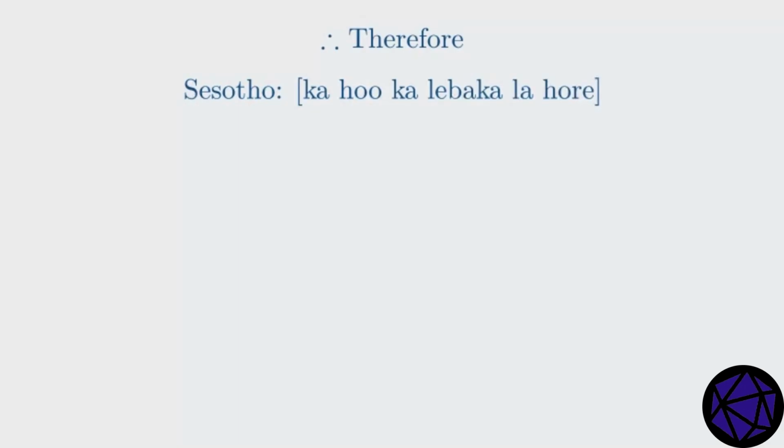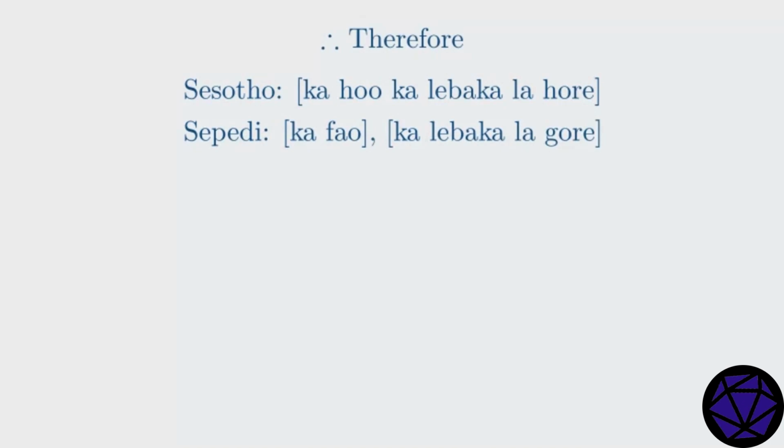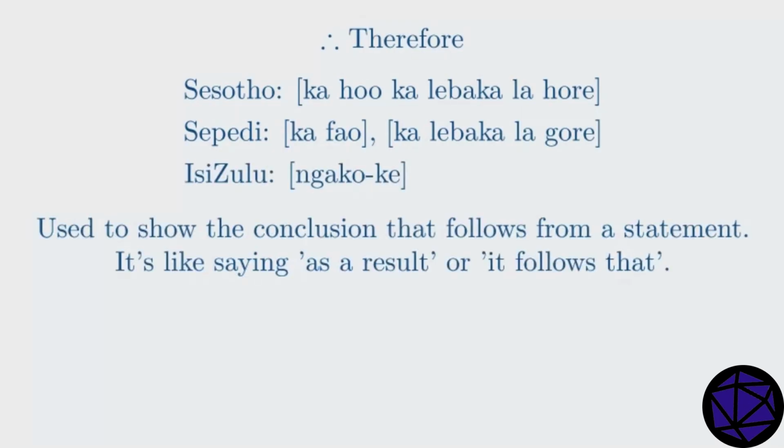The second symbol for reasoning is therefore. In Sesotho, we say kahoo, kahoo, or ka hoo. In Sepedi, it's ka fao, or ka lebaka leo. And in IsiZulu, we say ngakho. This symbol is used to show the conclusion that follows from a statement. It's like saying, as a result, or it follows that.